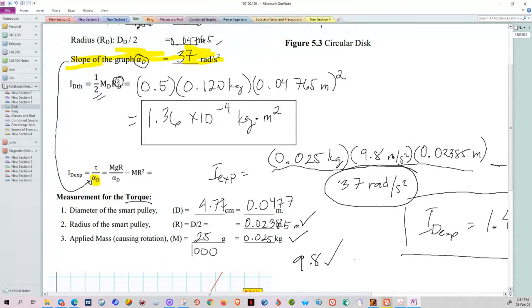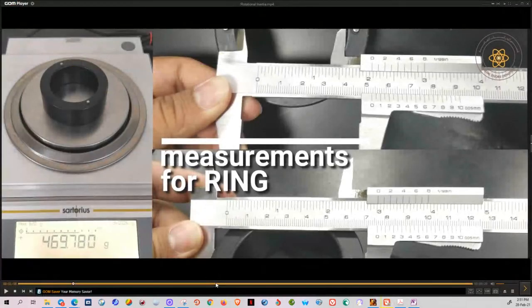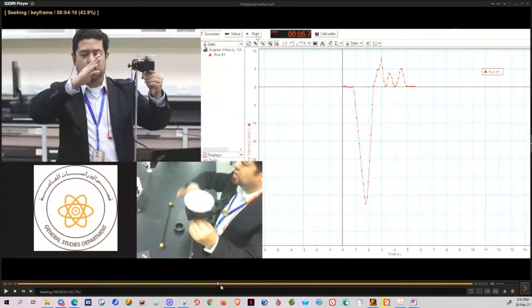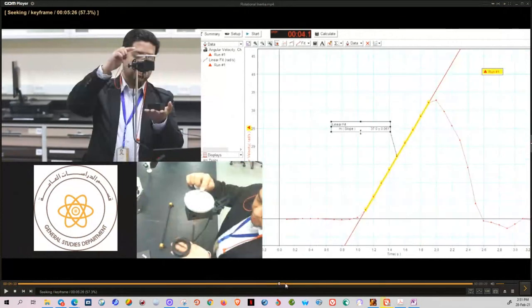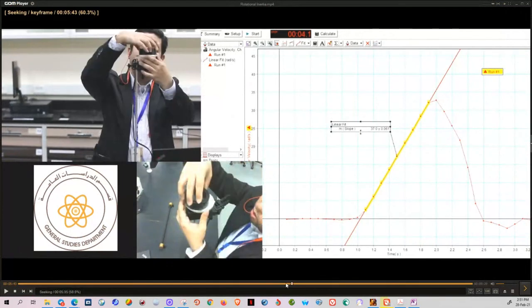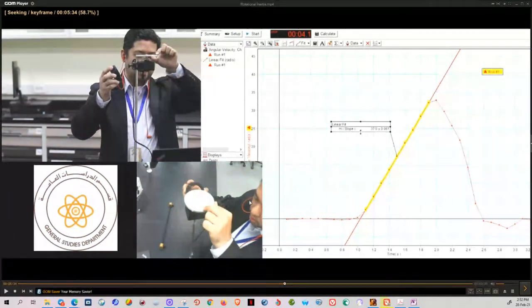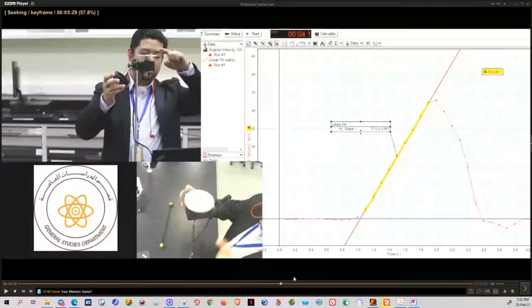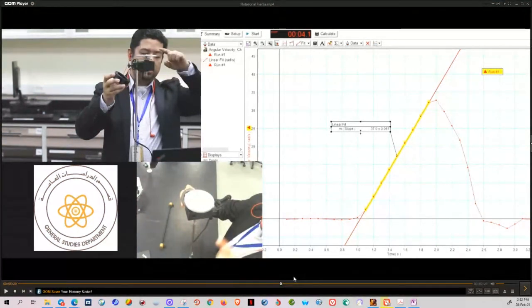So how do we take the slope? We go back to the video. We forward to the ring. There. Now, because the ring has a hole in the middle, we put it on top of the disc. Is that clear? So watch the video here and see how we find the slope of the ring.